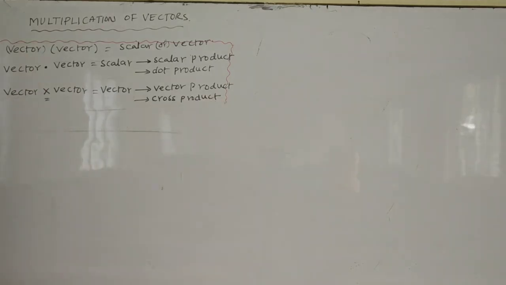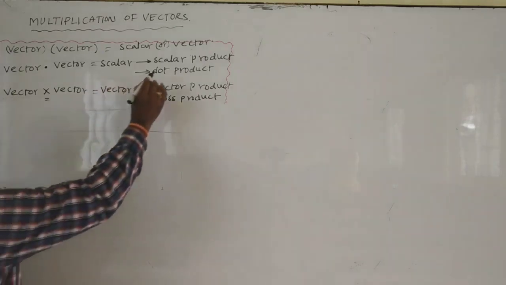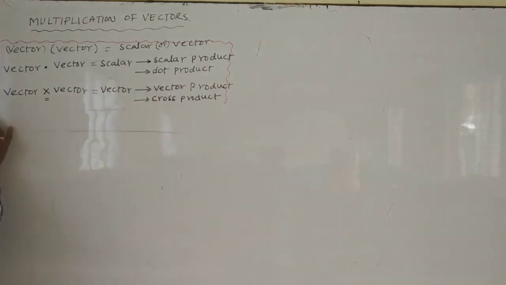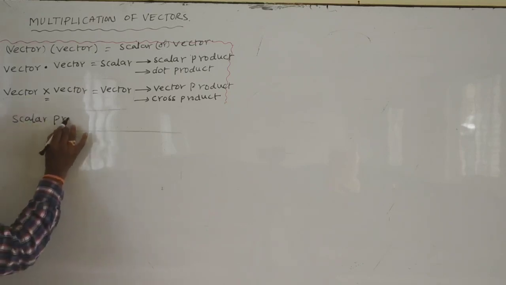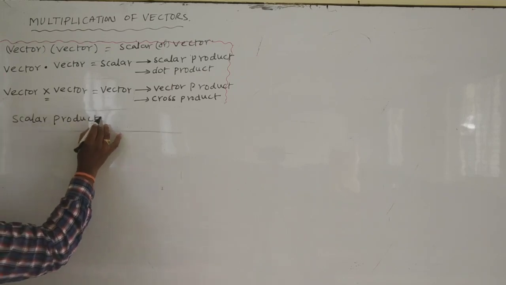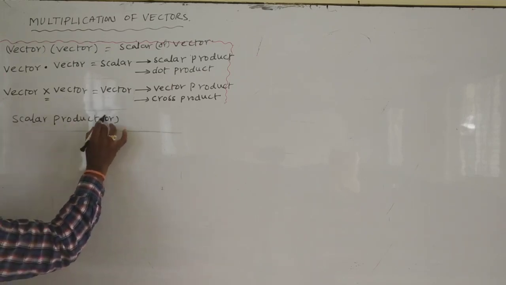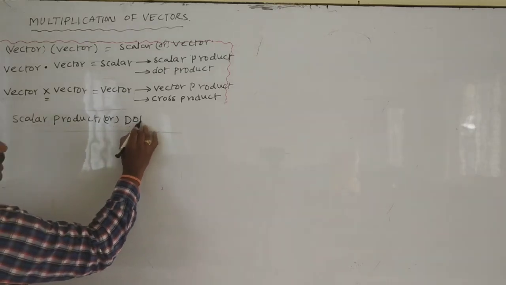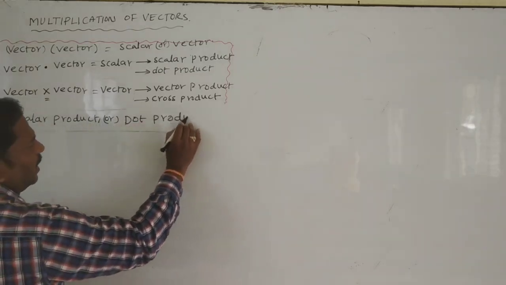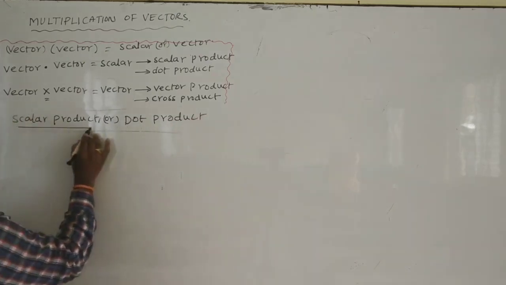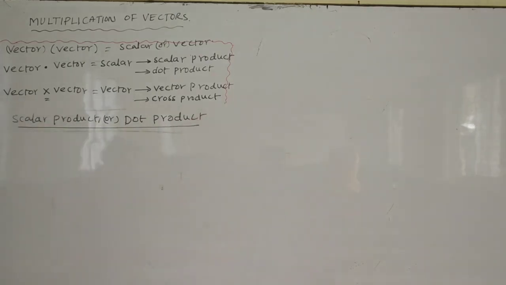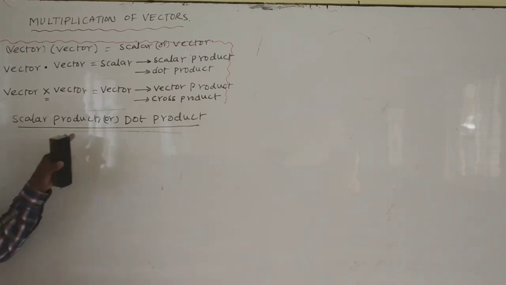Now first we are going to discuss about the scalar product. Now first scalar product or dot product. Scalar product or dot product. Right. Now how to define the scalar product or dot product?